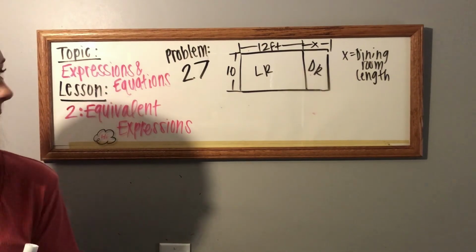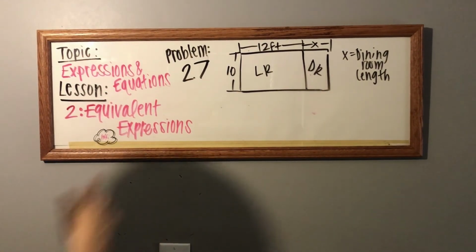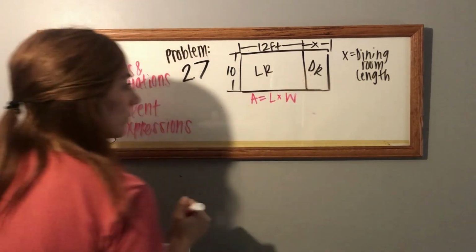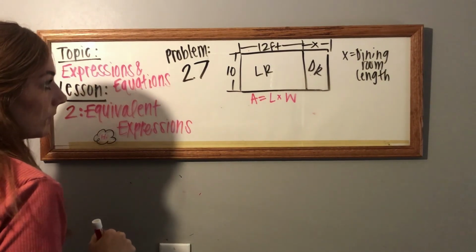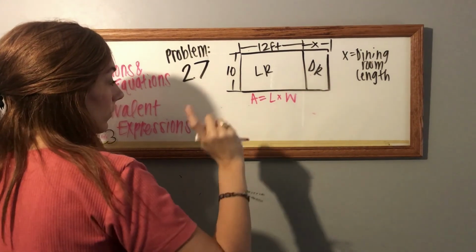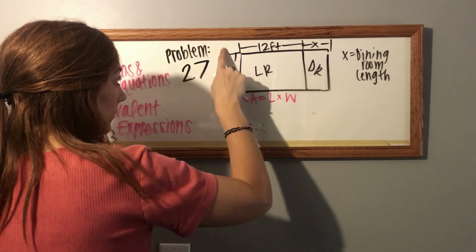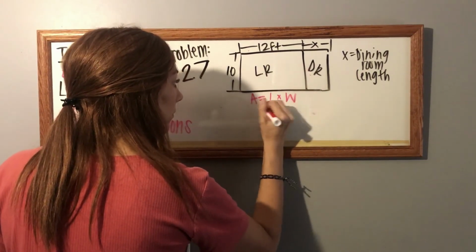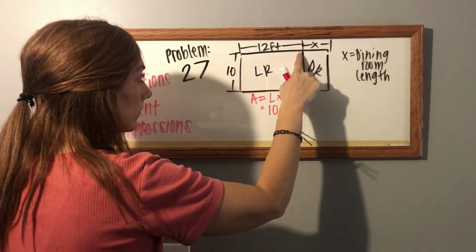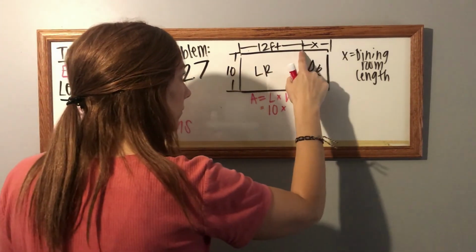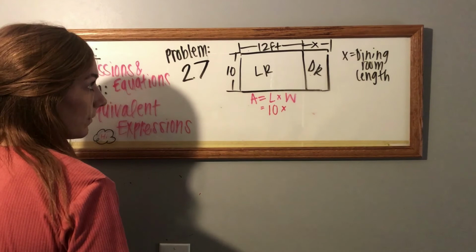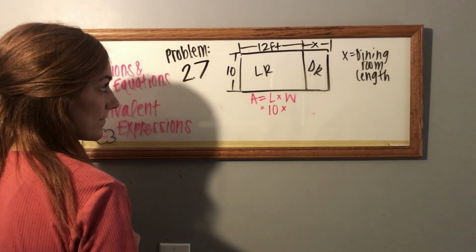So the combined area is going to be length times width. Looking at this beautifully drawn diagram on my dry erase board, I can see my length is 10 and my width is going to be 12. My width is the 12 feet of the living room plus the width of the dining room, which I'm not sure of. It's an unknown number. That's why it has the x variable. But the length of both rooms is the same.